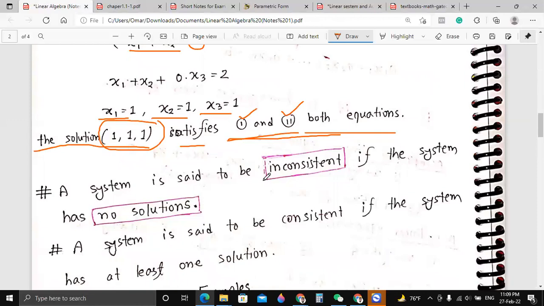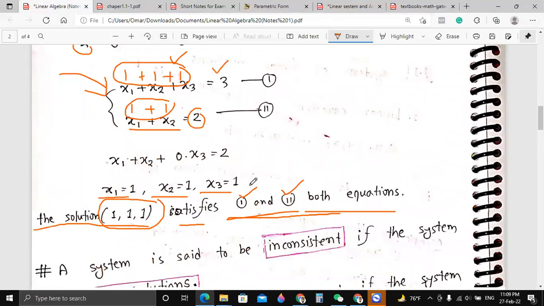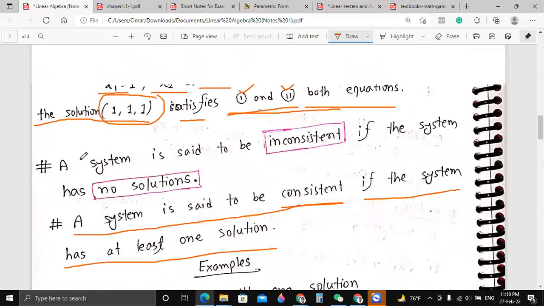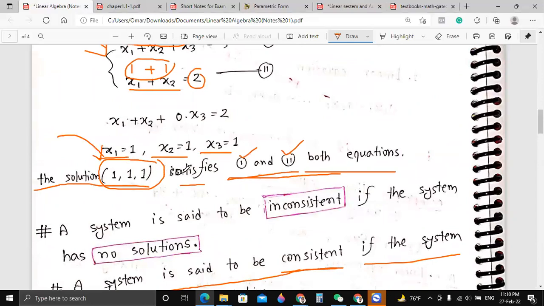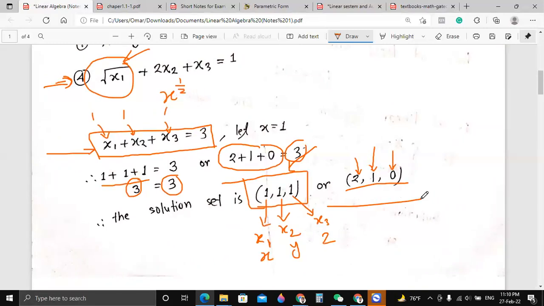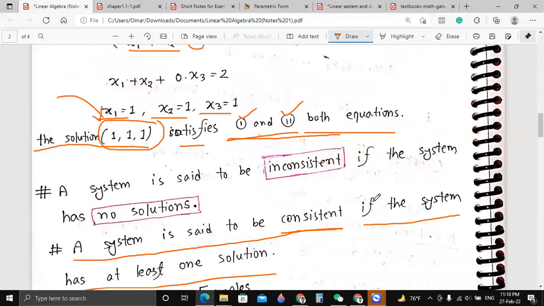A system is said to be inconsistent if the system has no solution. So this system is consistent, okay? Consistent, because a system is said to be consistent if the system has at least one solution. So we see here this system has a solution, right? One solution, maybe more. This system has 2 solutions, or maybe more. So they are called consistent, okay?